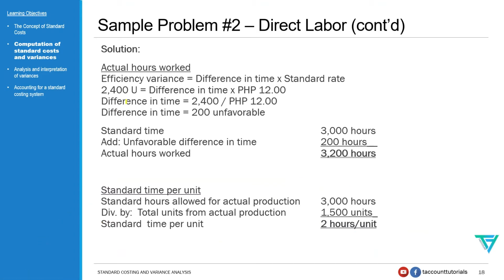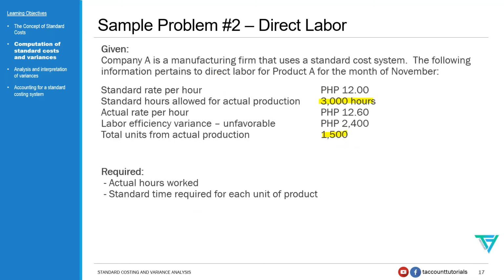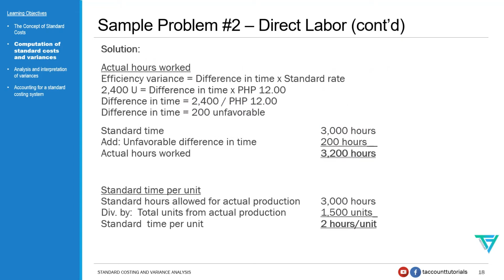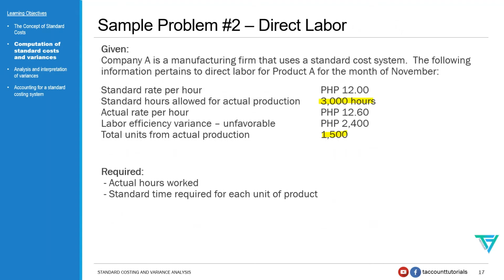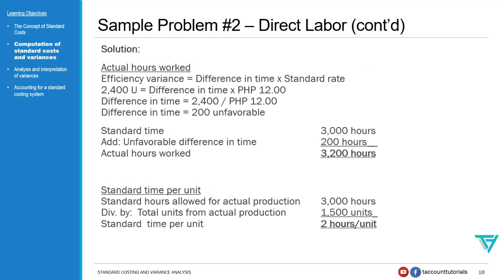However, for the first requirement, we are to compute for the actual hours worked, right? So to arrive at the total actual hours worked, the problem gives us a labor efficiency variance of unfavorable 2,400, as well as our rates, right? So we have 12 and 12.6 as our rates. However, we would only be able to make use of the standard rate.